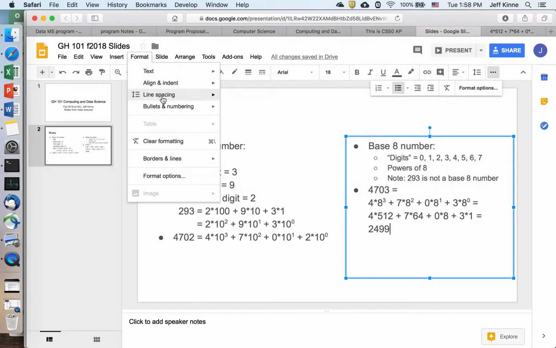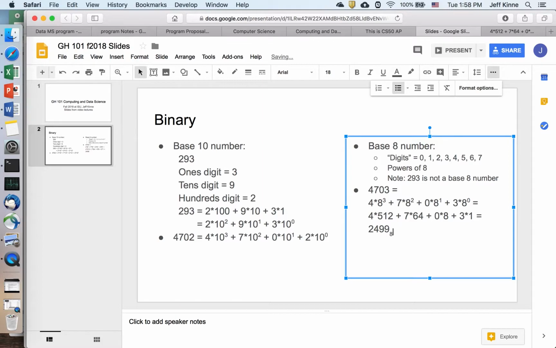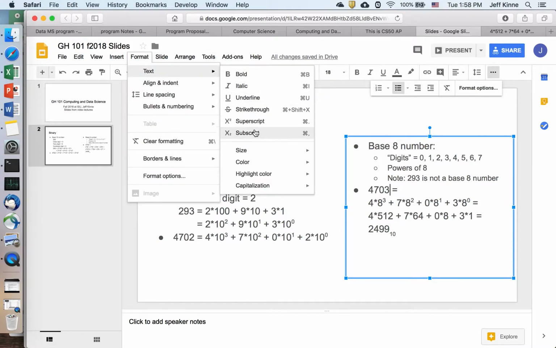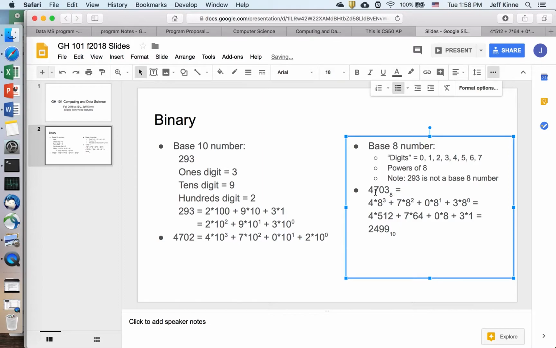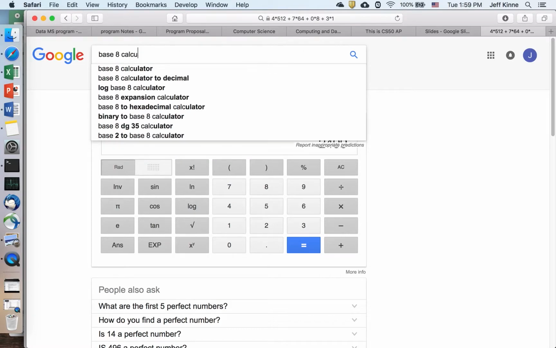This is not, so I have to do it this way. All right, so I want to put a 10 there and put an 8 here. So if I'm thinking of this as in base 8, then in base 10, that's equal to this. All right, if we want to do some other ones, we could find a base 8 calculator.